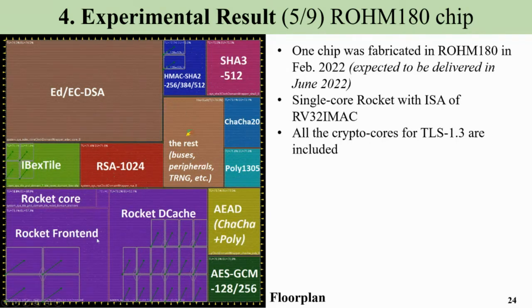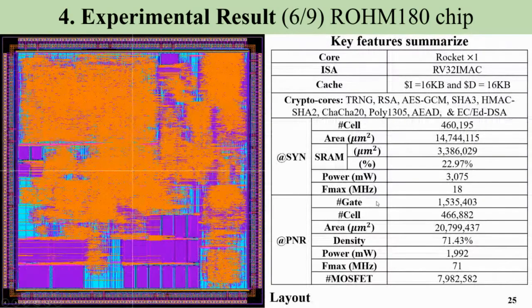So you can see the floor plan of the chip in here. With one core of Rocket, 32-bit, along with the 9 cores, 1, 2, 3, 4, 5, 6, 7, 8, and the TRNG inside. So 9 cores, and the rest of the buses, peripheral, and so on. Because we didn't have the chip yet, so I just showed the image of the layout, and all the key features of the chip are summarized in here. So one core Rocket, the ISA 32-bit with 16 kilobytes for I cache and D cache, and the 9 crypto cores included. The number of cells, the area.